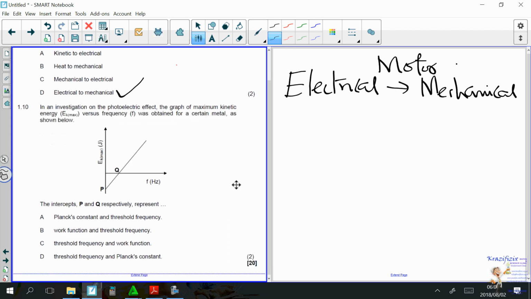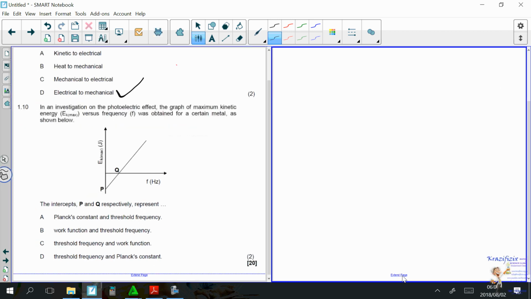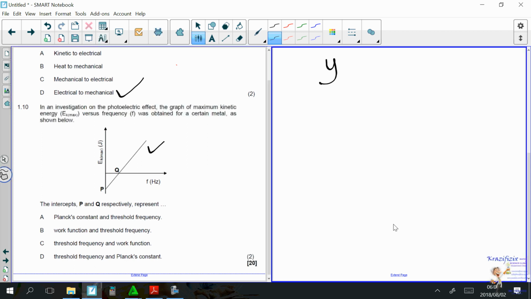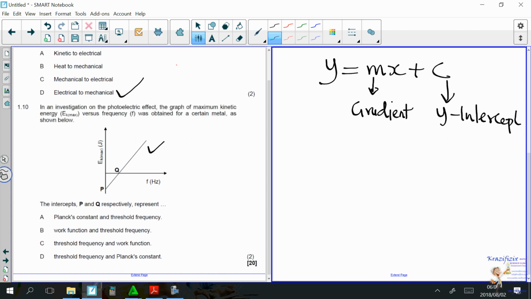The last one. In an investigation of the photoelectric effect, the graph of maximum kinetic energy versus frequency was obtained. Look at what the intercepts P and Q represent. Let's do something here. This is mathematical. This is a straight line graph. What's the equation of a straight line graph? y equals mx plus c, where m is my gradient and c is my y-intercept.